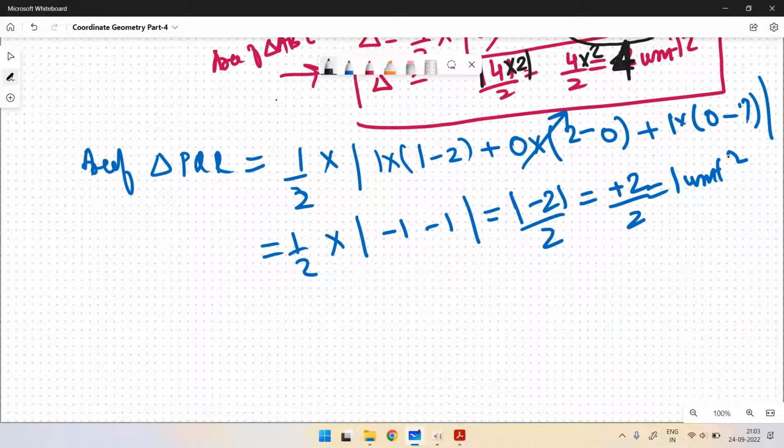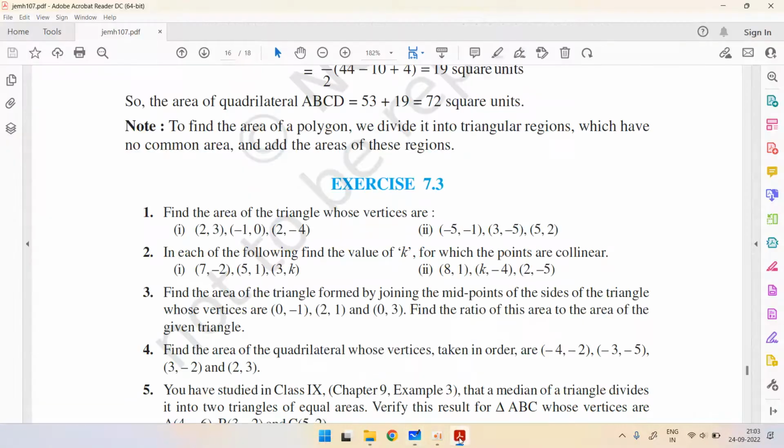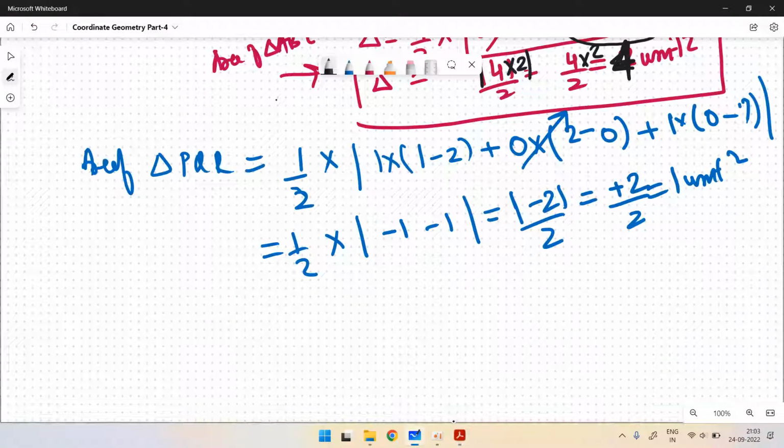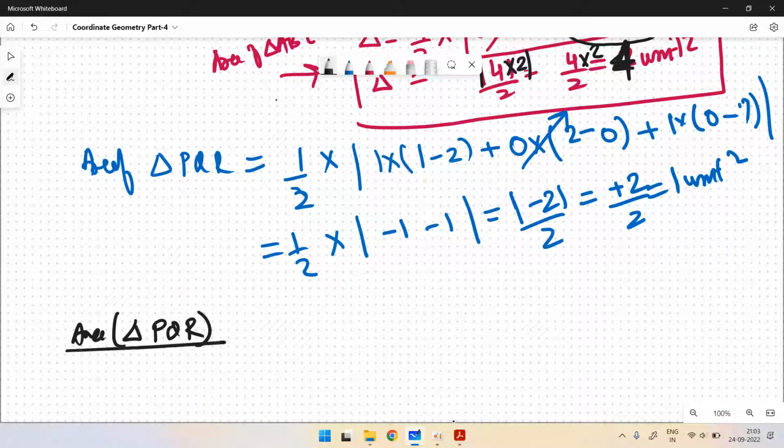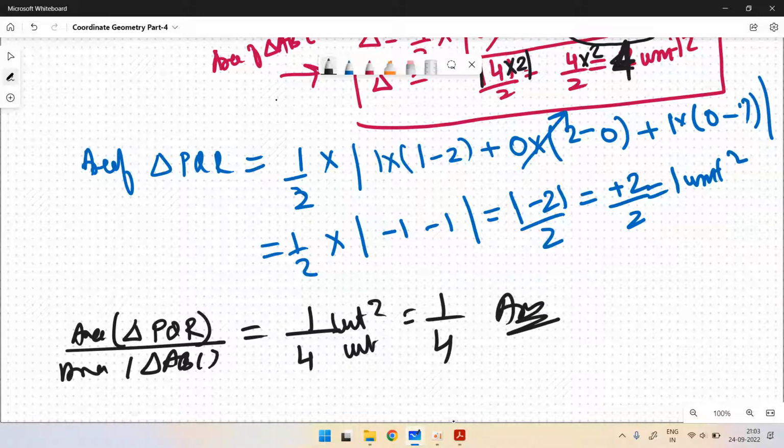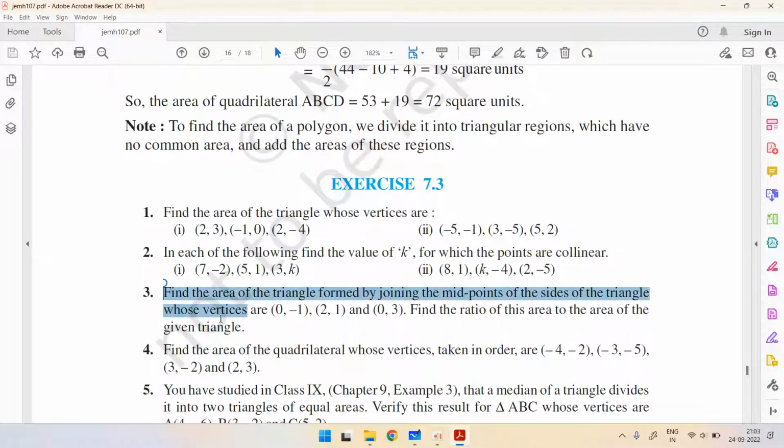And if you find the ratio of the area of this triangle to the area of the given triangle, area of triangle PQR by area of triangle ABC is nothing but 1 by 4. The unit square is cancelled, which is the answer. Even from the diagram you can see that this is 1 by 4. So 1 by 4. Now the fourth is to find the area of a quadrilateral given its vertices in order.